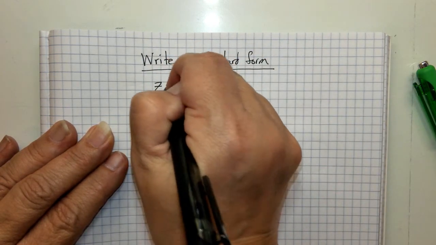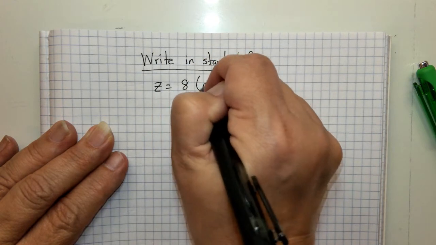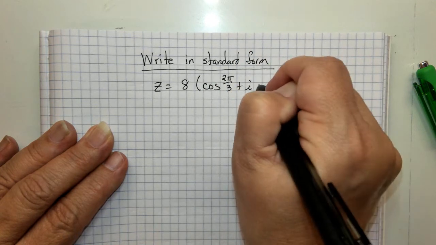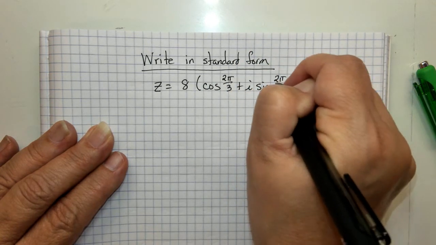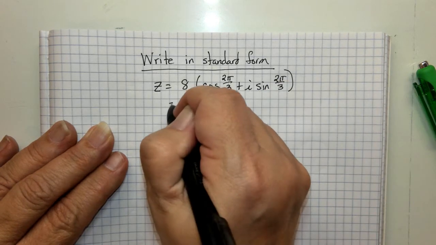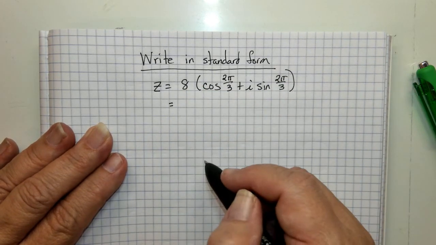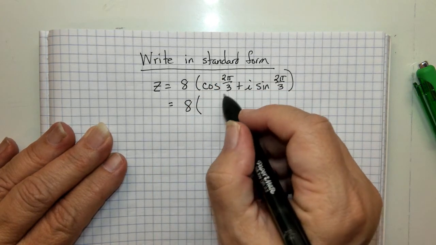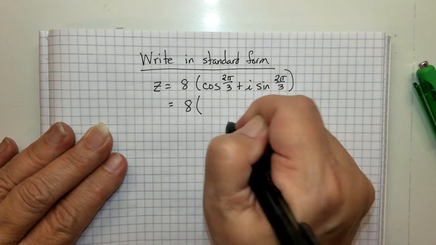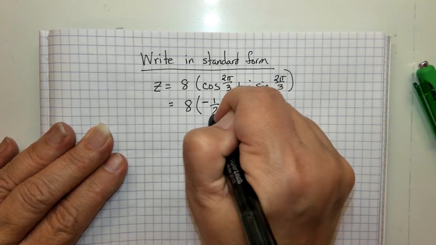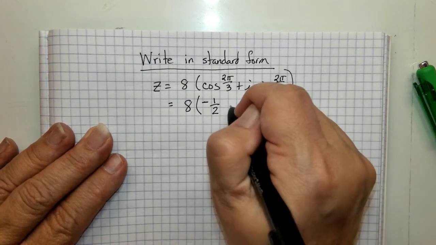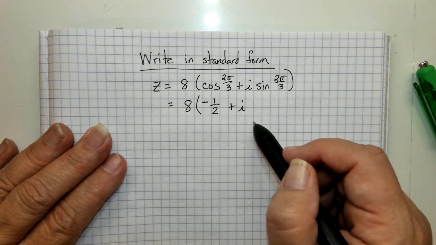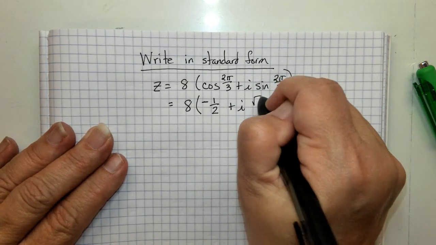And so we're going to have z equals 8 times the cosine of 2 pi over 3 plus i times the sine of 2 pi over 3. So we're just evaluating this expression. So we've got 8. We know that 2 pi over 3 is in your second quadrant. Cosine is negative, so it's negative 1/2. Plus i times the sine at 2 pi over 3. Again, second quadrant angle. The sine is positive, square root of 3 over 2.